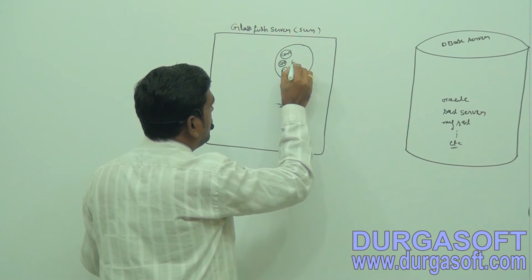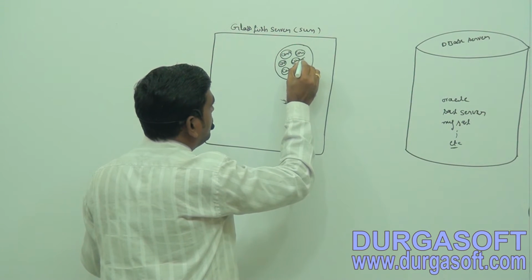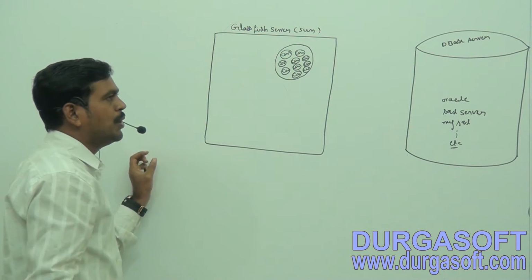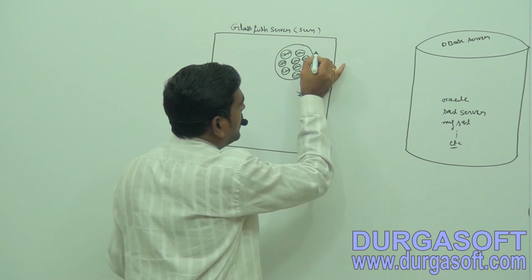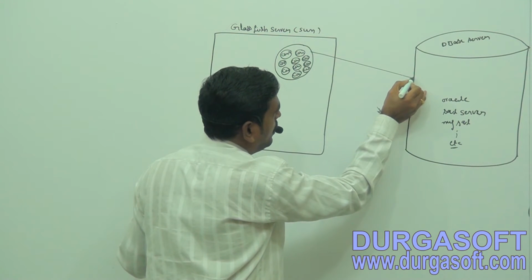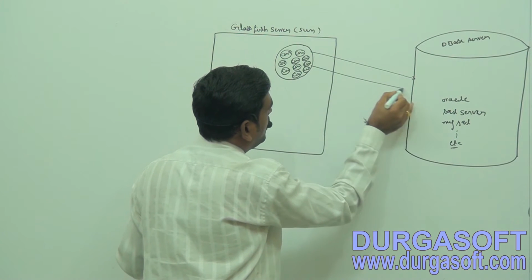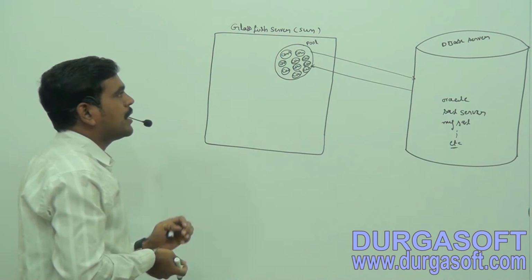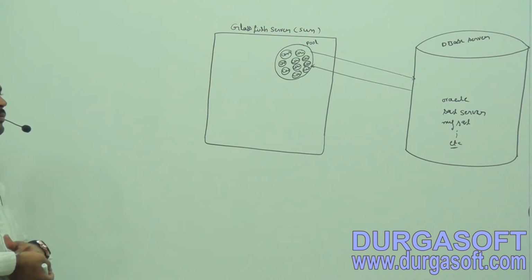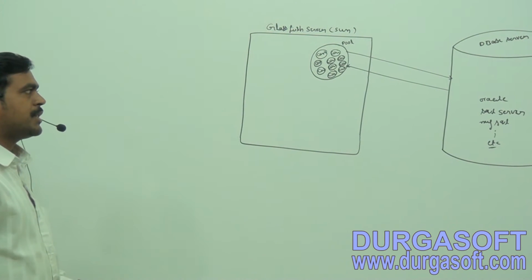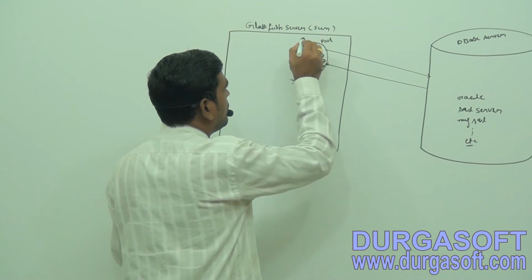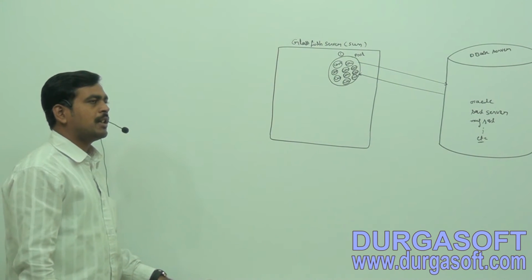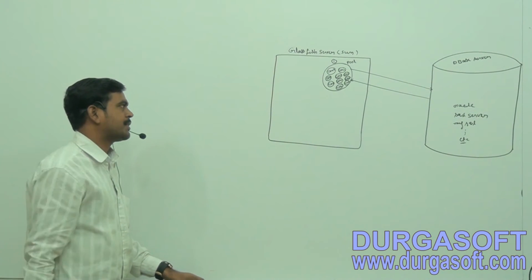This is what a pool is. A pool is nothing but a collection of connection objects. We call them a pool. This is step number 1. This task is taken care of by the administrator people, but not Java programmers.